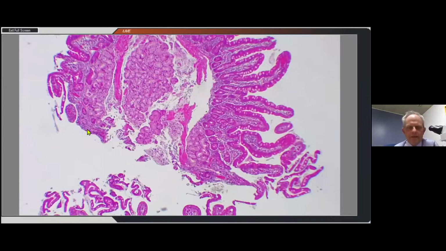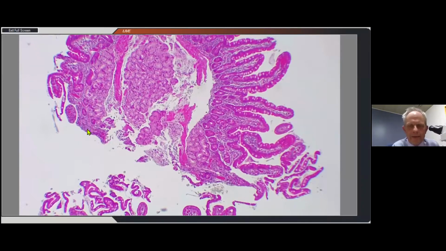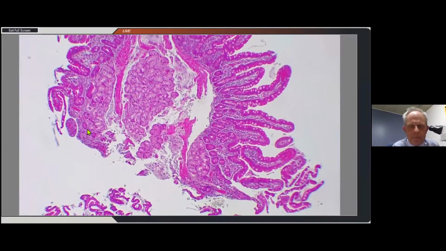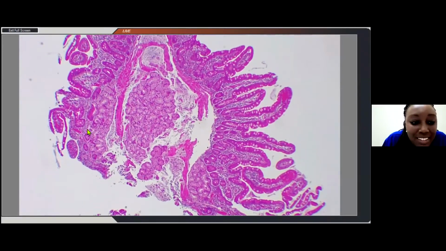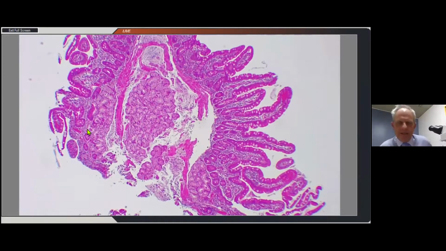Right, you should see histology there. Okay, can you see that, Barbara? Yes, we can. Okay, so this is a nice duodenal biopsy. And here you can see Brunner's glands, you can see the mucosa.